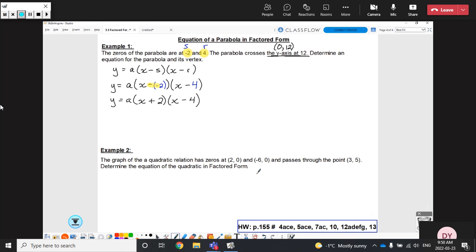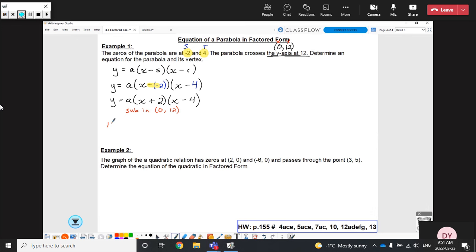Now, is that the equation? I mean, I wish it could be, but we just don't have the a value. How might we get the a value? Well, if we're going to solve for any variable in any sort of equation, it has to be the only variable there. Can we substitute something in for x and something in for y to solve for a? Well, thankfully, they gave us one coordinate, the y-intercept. 0 is x, 12 is y. So we're going to maybe write a little note here. Sub in 0, comma 12.